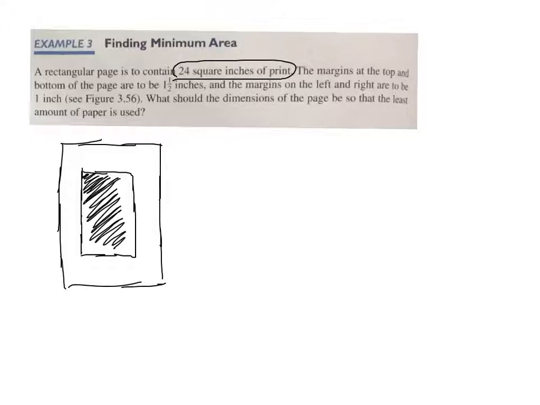So I'm going to call this side right here X, and I'm going to call this side up here Y. And so the area of the printed section is X times Y, so we can write 24 equals X times Y. Now let's figure out the size of the entire page.